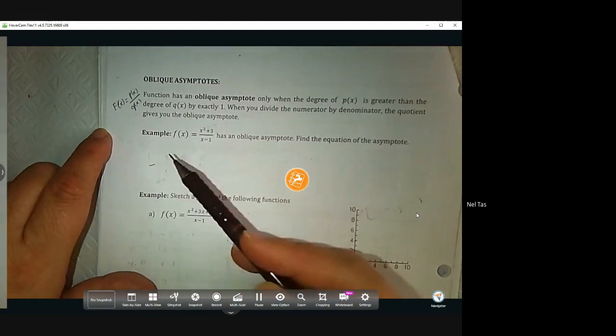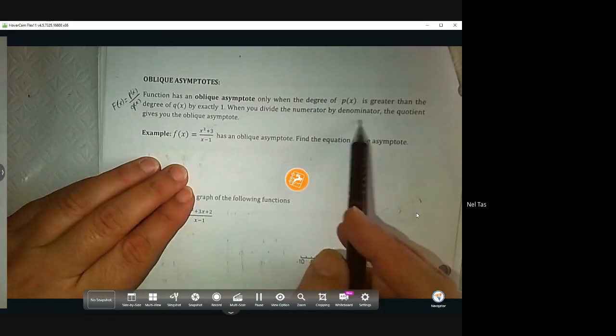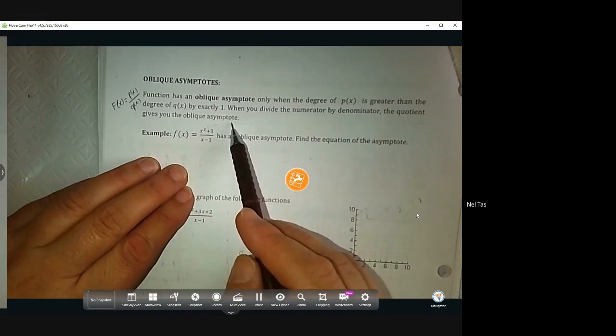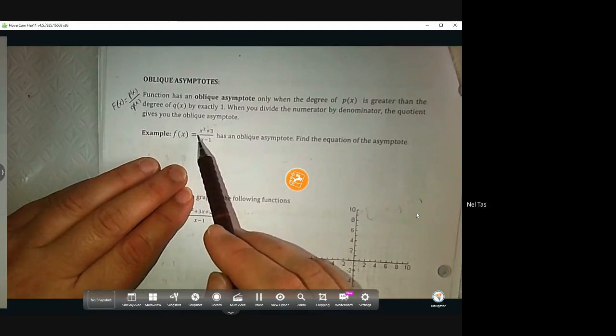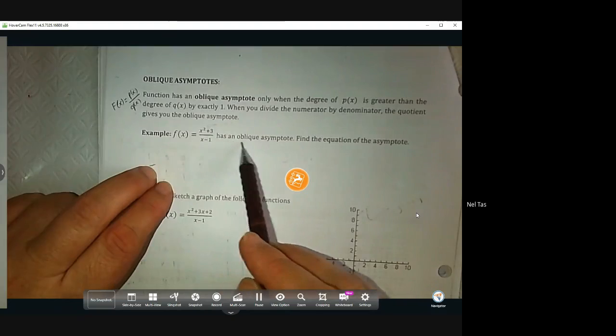How do you get the equation of the oblique asymptote? When you divide the numerator by the denominator, the quotient gives you the oblique asymptote. Okay, so let's look at the first example. We have f of x equals x squared plus 3 over x minus 1. It says it has an oblique asymptote.